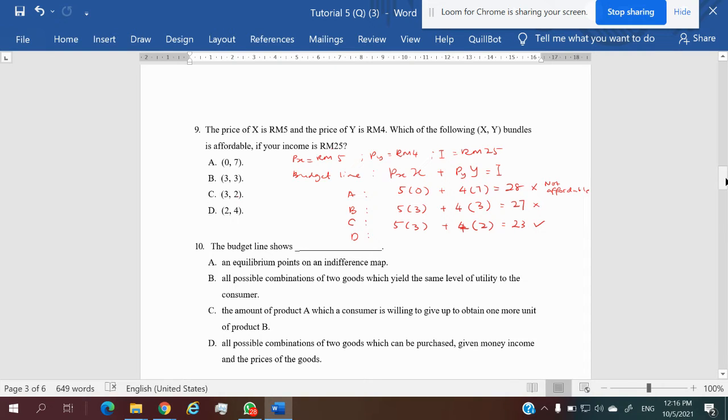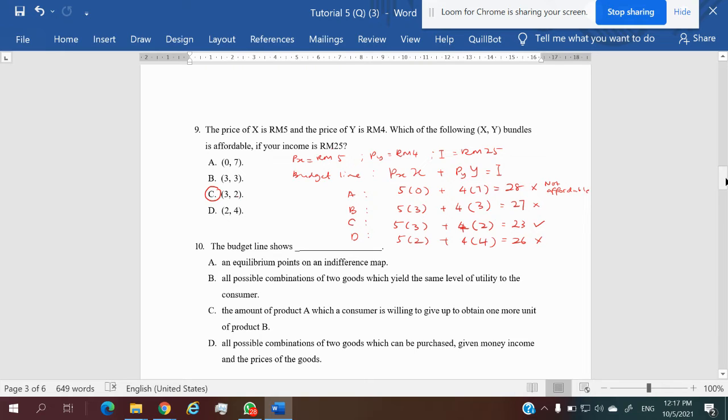How about D? D, you consume 2 units of X, 4 units of Y. So 5 times 2 plus 4 times 4. This is 10 plus 16, isn't it? So it's 26. So this one also not affordable because it's more than the 25 ringgit that you have. So your answer is C. C is the only point where you can afford the combination of goods. Alright. Hopefully you can understand, class.